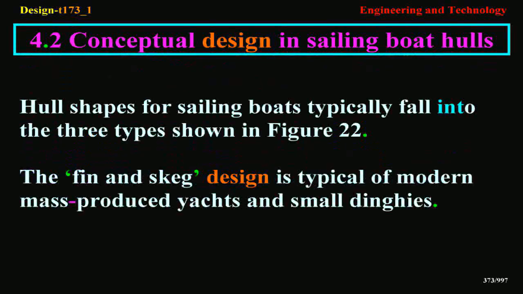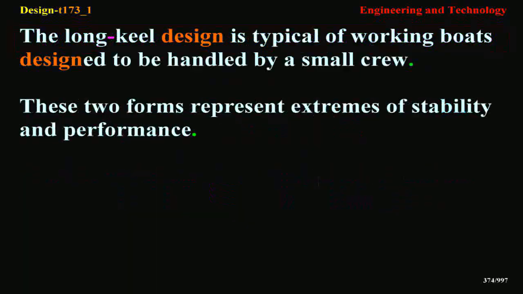4.2. Conceptual design in sailing boat hulls. Hull shapes for sailing boats typically fall into the three types shown in Figure 22. The fin and skeg design is typical of modern mass-produced yachts and small dinghies. The long keel design is typical of working boats designed to be handled by a small crew. These two forms represent extremes of stability and performance.